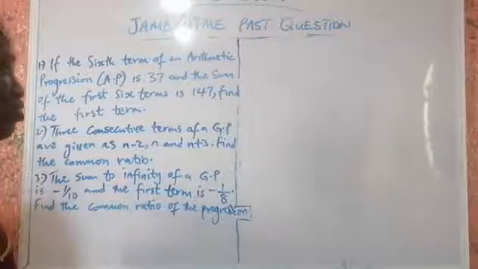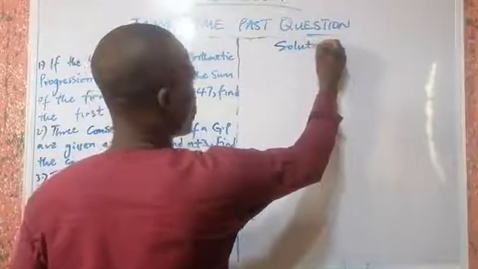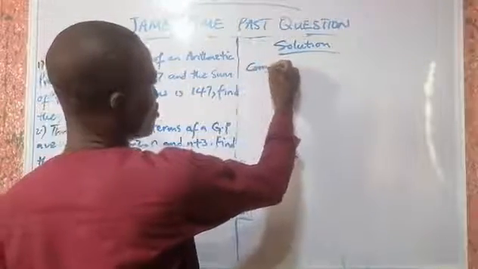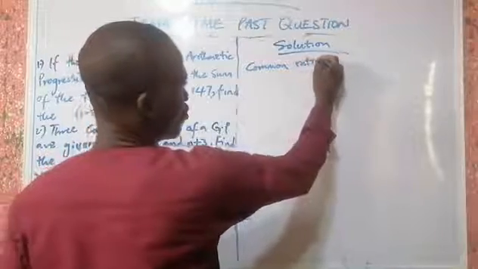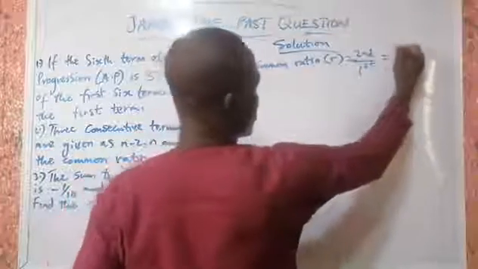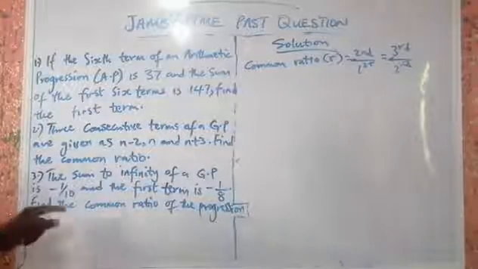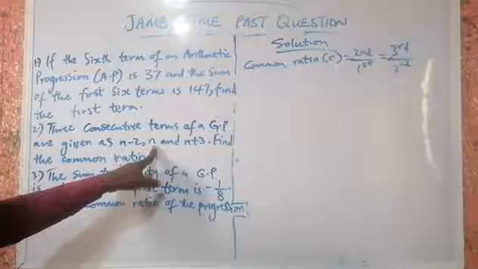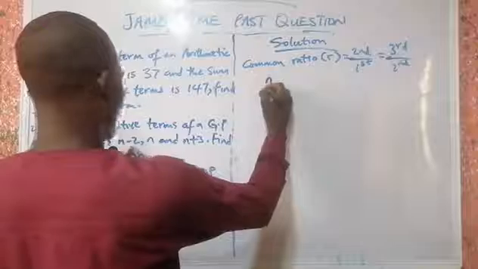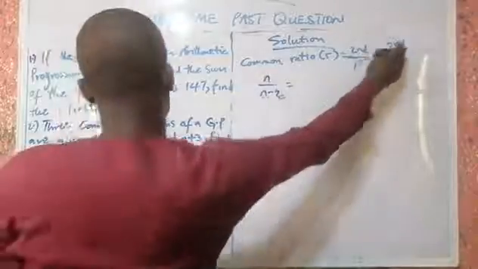So they want us to find the common ratio. This is a geometric progression. We know that the common ratio, r, is usually either the second term over the first term, or the third term over the second term. We can use that relationship. Our second term here is n, and the first term is n minus 2. So I have n over n minus 2, which equals the third term over the second term.